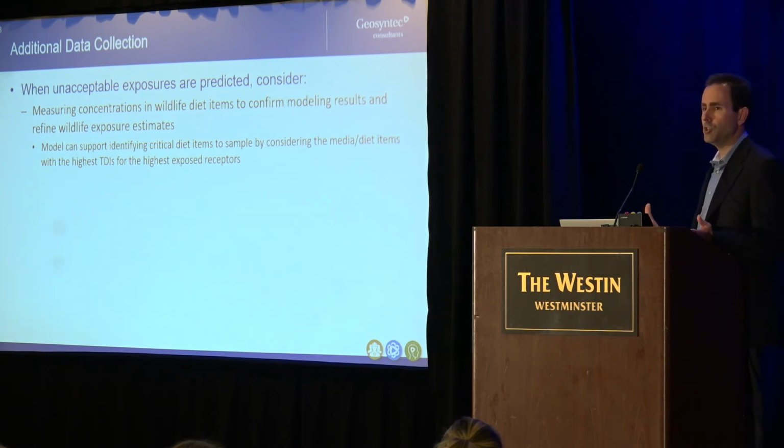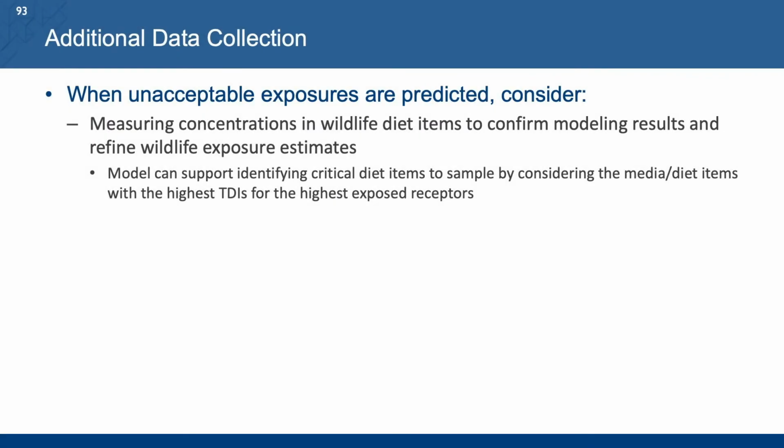So we do have that HQ over 1. You might have some unacceptable risks. Then it's oftentimes to go back to the drawing board, not necessarily fire up the yellow steel and go dig up your site, but really think about your risk assessment and consider refining your exposure point estimates. You may consider some tissue measurements, for example.